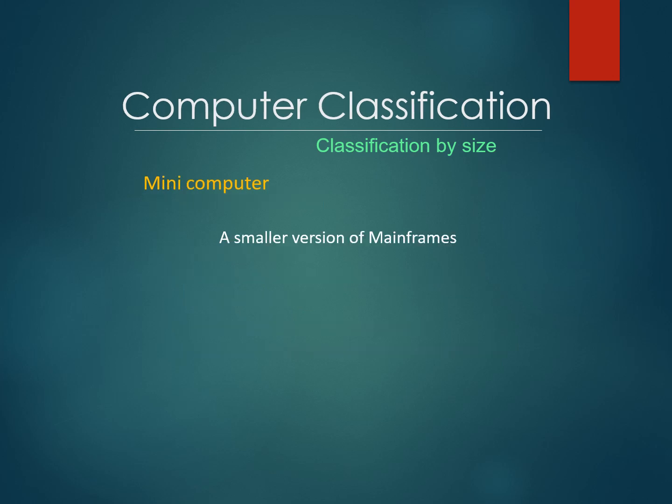Mini computer. Mini computer is a smaller and slower version of mainframe computer. Some of the features of mini computers are: it is a small digital computer, less costly compared to mainframe computer. It is able to process and store less data compared to mainframe computer, but more than a microcomputer.